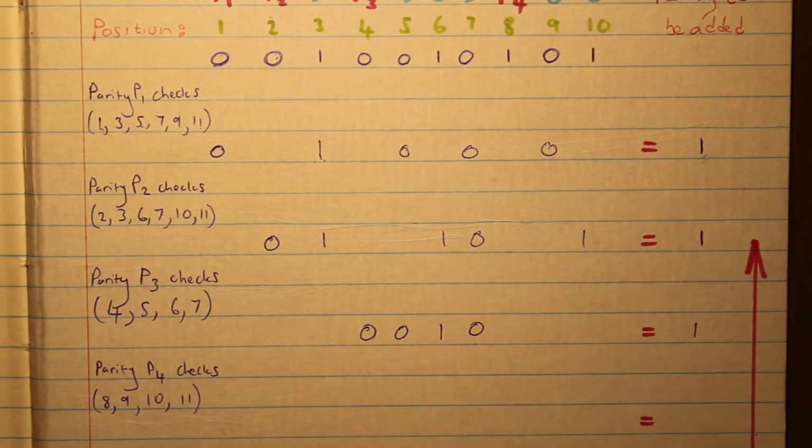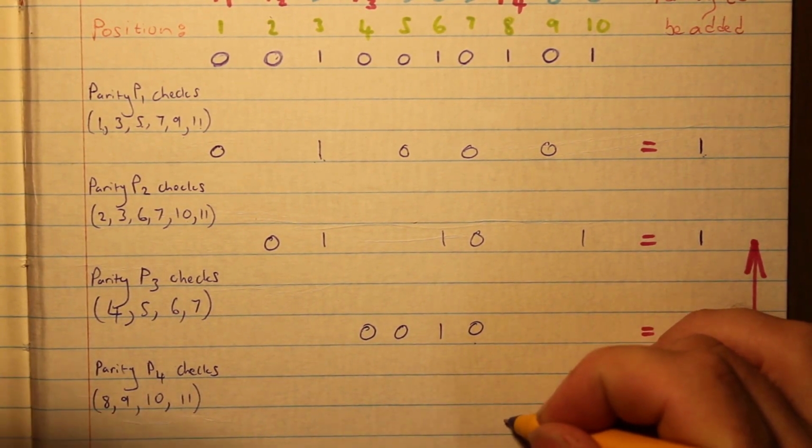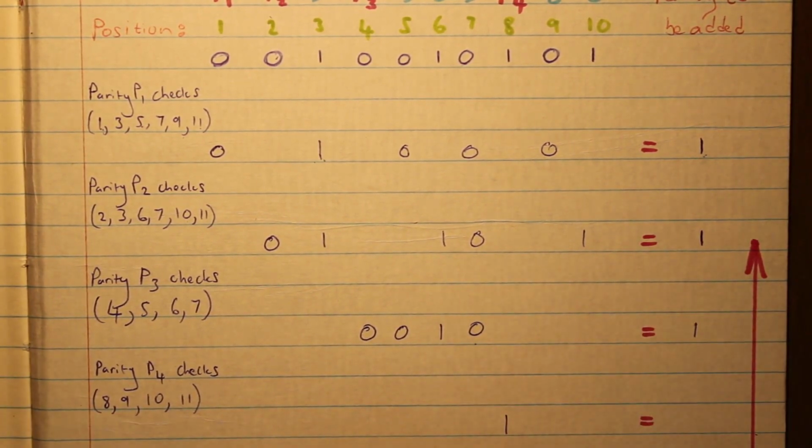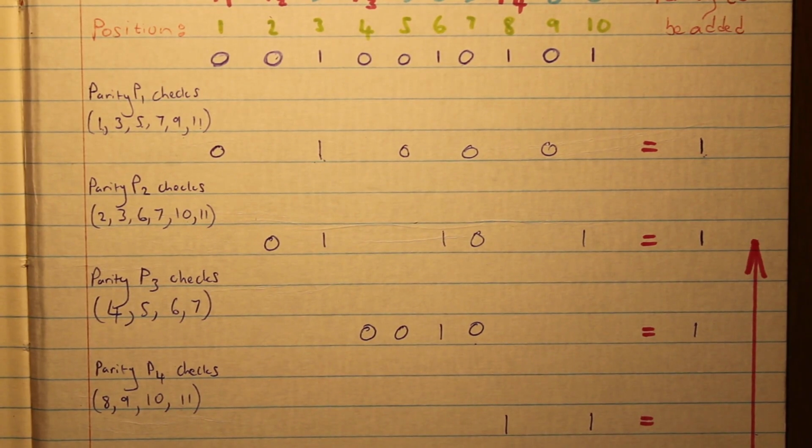Okay, then P4, 8, 9, 10, and 11. So in position 8 we have a 1. In position 10 we have a 1. All right, so now we see that we have an even number of ones here, so we don't have to add a parity. We don't have to add a 1 for parity, so we put a 0 there.